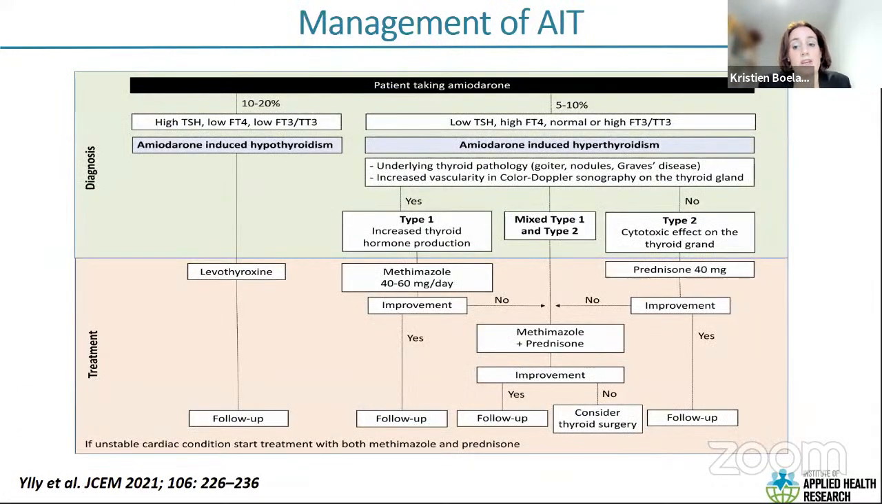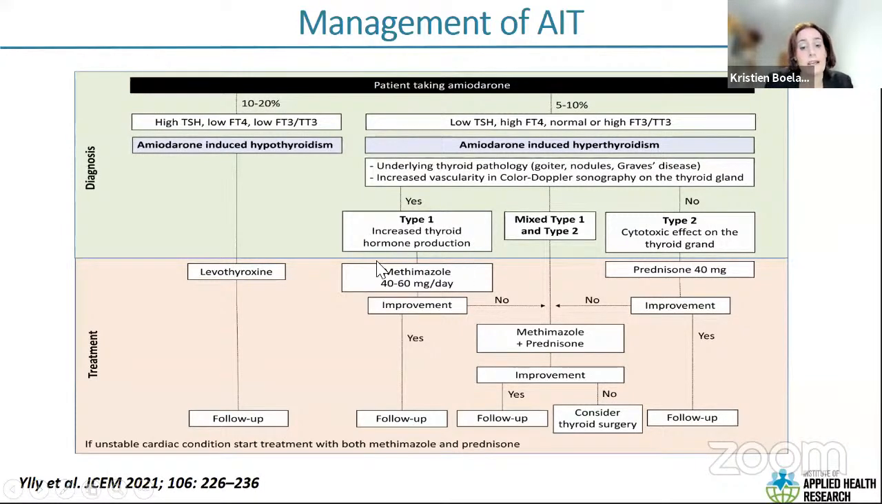But what I usually do in patients with type 2 is that I also add in anti-thyroid drugs. Because as I said, type 1 is usually treated with anti-thyroid drugs, methimazole or carbimazole, or propylthiouracil in rarer cases, whereas type 2 generally is treated with steroids. However, often patients have a mixed type, and combination of methimazole and prednisolone often results in good outcomes. So as I said, you distinguish between them by looking at underlying thyroid pathology, but a color Doppler sonography really is the best way to distinguish between them.